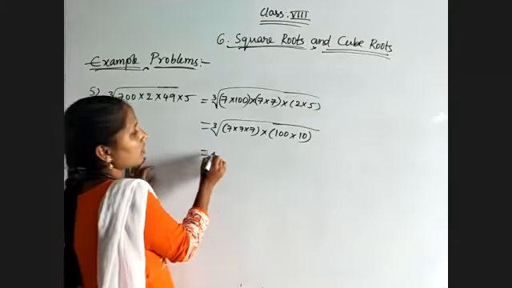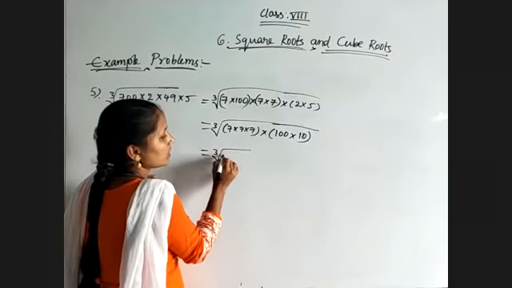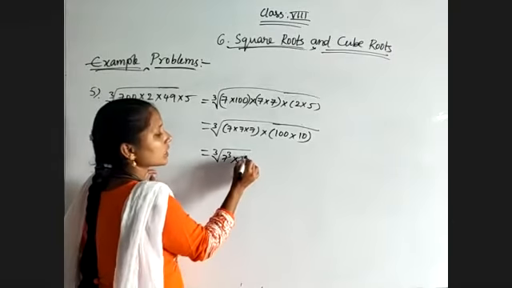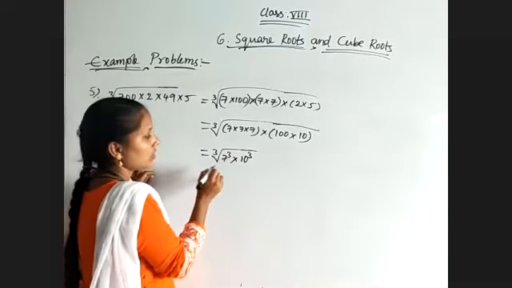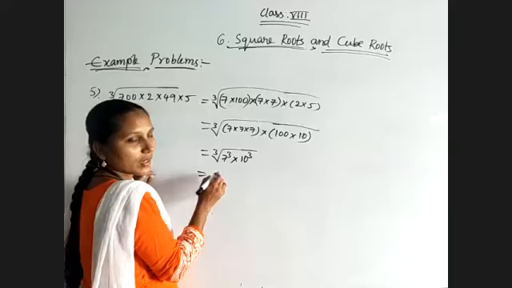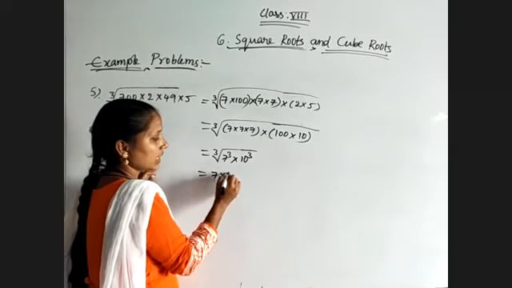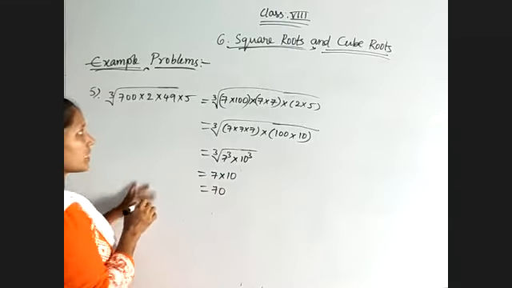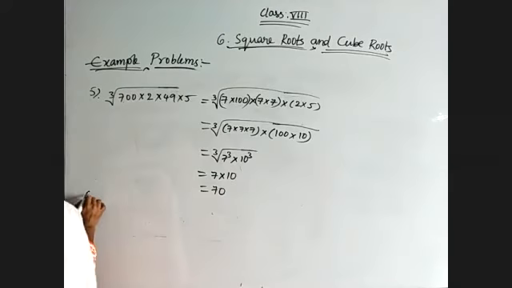Okay, so which will be equal to cube root of 7 cube into 1000. 1000 is nothing but 10 cube. So the cube root will get cancelled, we will get 7 outside and 10 also outside. 7 into 10 is nothing but 70. Okay, same such type of question only, we will see one more.